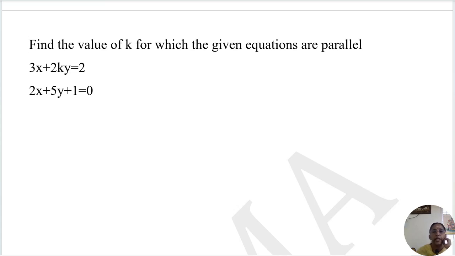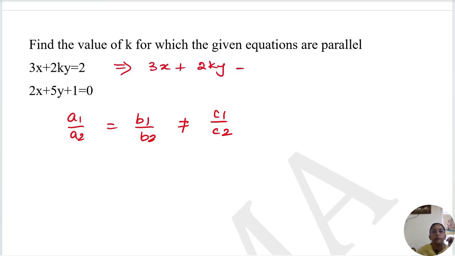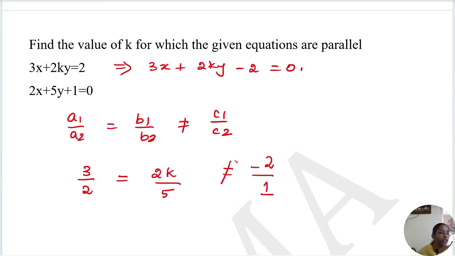Find the value of k for which the given equations are parallel. So a1 by a2, b1 by b2 is not equal to c1 by c2. Look at your first equation. So this is 2ky minus 2 is equal to 0. Adjust your equation and then list your values. So in this case, 3 by 2 is equal to 2k divided by 5 and this is not equal to minus 2 divided by 1.